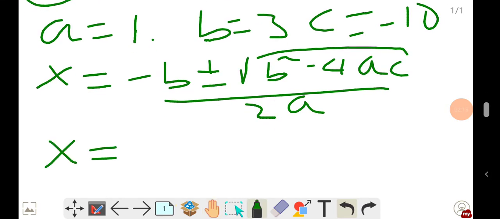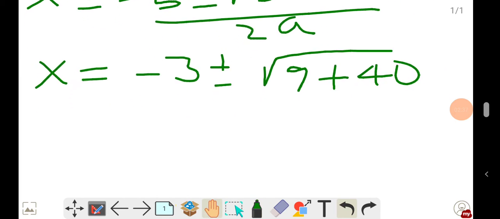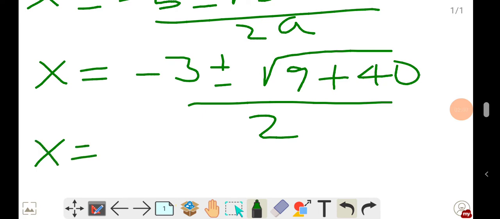Therefore, x is equal to negative b, which means negative 3, plus or minus the square root of b squared, which means 3 squared, which is 9, minus, remember, minus 4 times 1, because 4ac means 4 multiplied with 1, which is 4, again multiplied with negative 10, which will be negative 40. So here it will be plus 40. Then over 2a, which means just 2, because the a value is 1 already. Then we can add the numbers under the square root, which will be 49. The square root of 49 will be 7. Therefore, x is equal to negative 3 plus or minus 7.